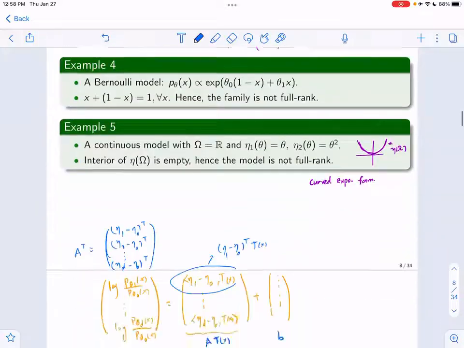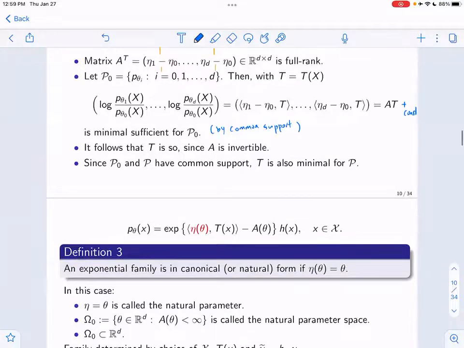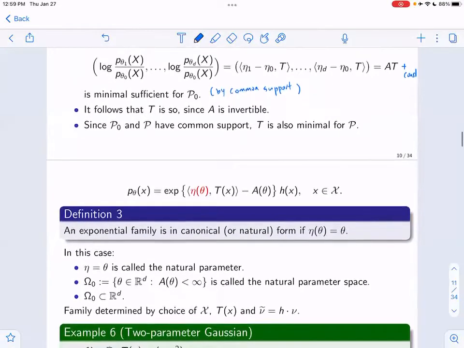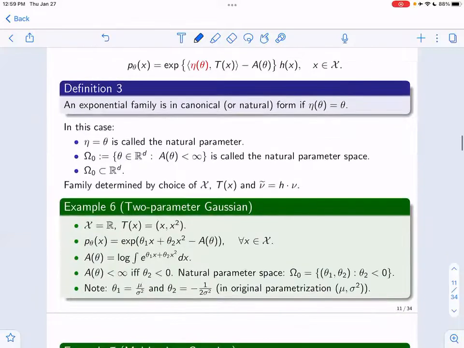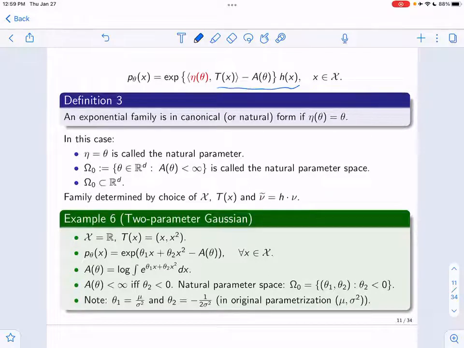Other questions? By common support, just to remind you. Okay, so let's move on. So this was the general form of an exponential family.